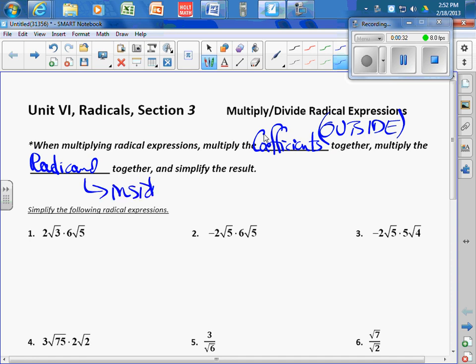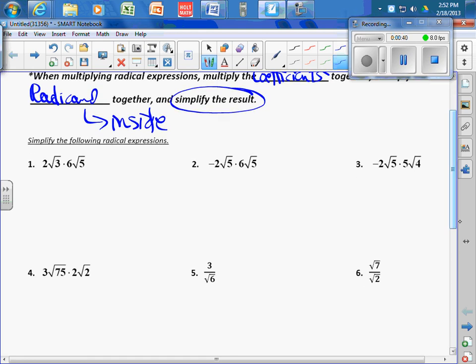So you multiply the outside numbers together, you multiply the inside numbers together, and then if you can, you simplify the result. So in number 1, we have the outside numbers, coefficients, 2 and 6. So we're going to have 2 times 6 is 12. We're going to multiply 3 times 5, get radical 15. Can we simplify the radical 15? No, we cannot. The only prime factors are 3 and 5, so your answer is 12 radical 15.